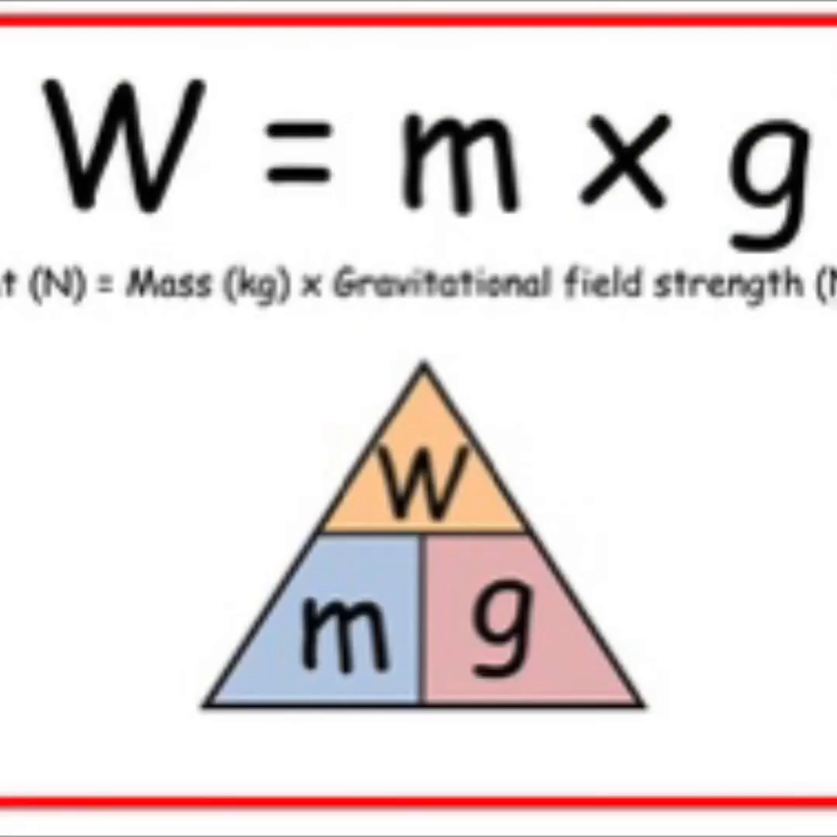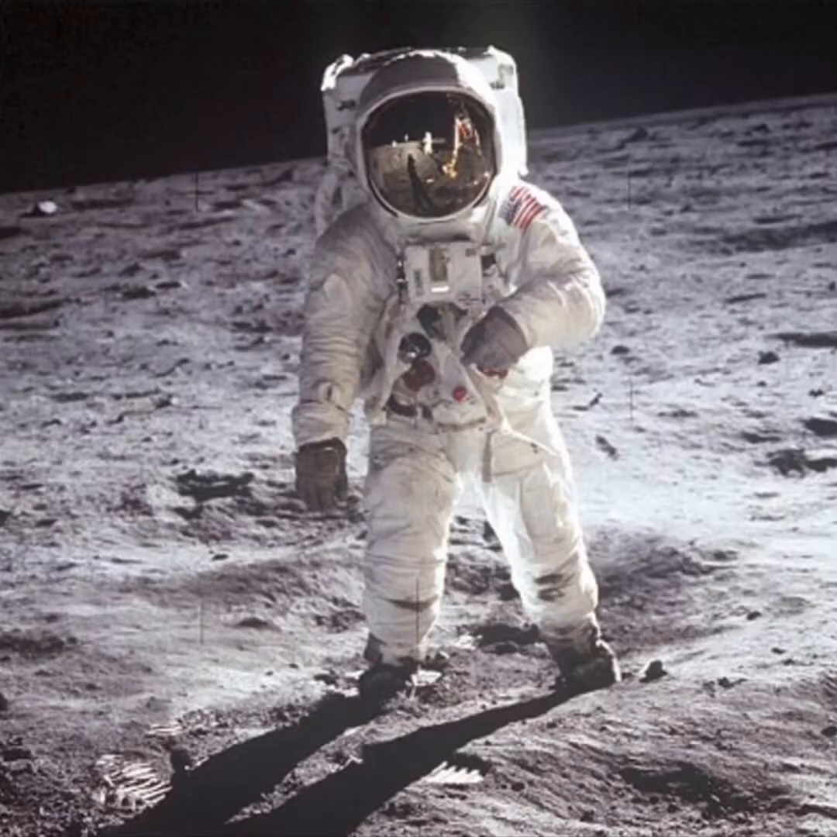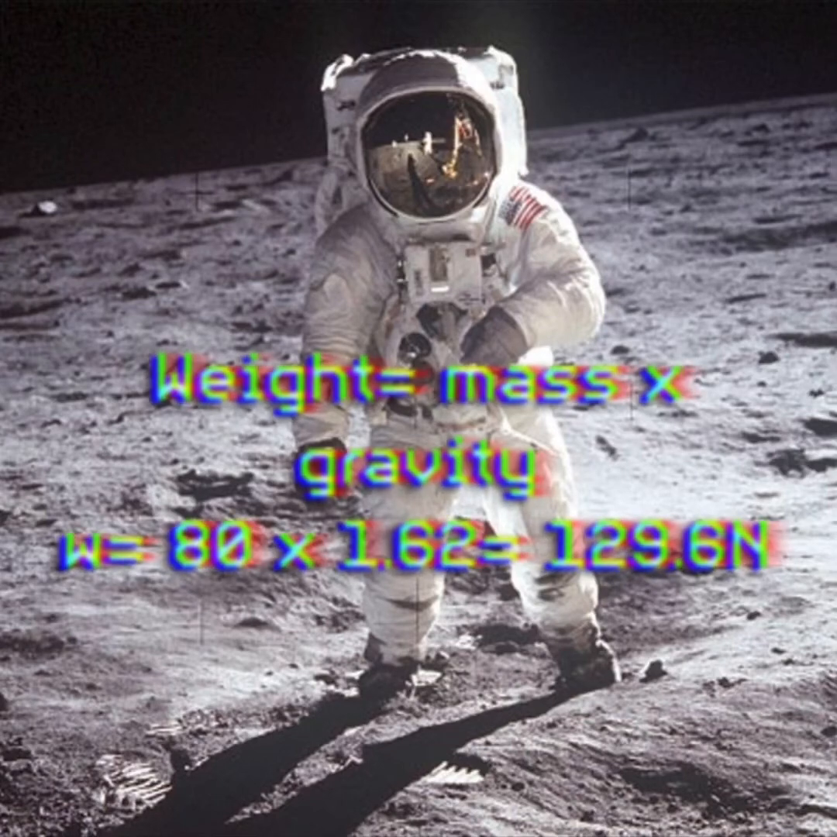Back to our equation. Mass times gravity. Gravity is a lot less on the moon than it is on Earth. So the astronaut's weight, or the force that he would experience on the moon, would be 80, which is his mass, times the gravity on the moon, which is 1.62, which would equal 129.6 newtons.